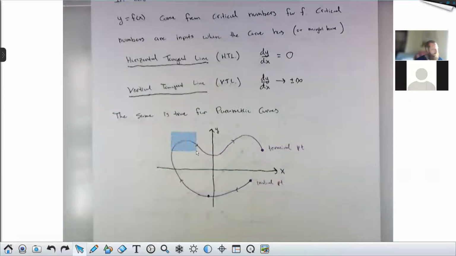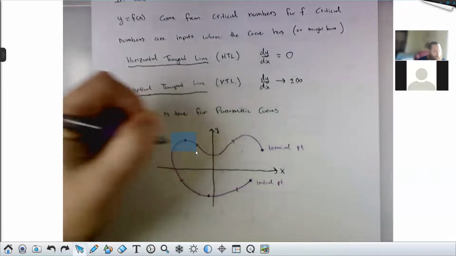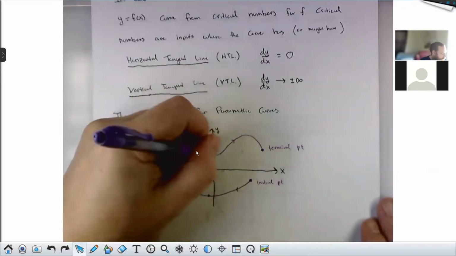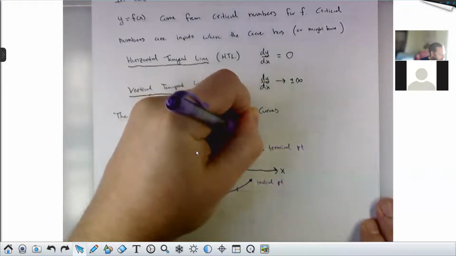Similarly, up here, if I was zooming in and looking at just this part of the curve in Calc 1, if I gave you that picture and I said point to the max, I think everybody would point to that guy. This should be a min, this should be a max.